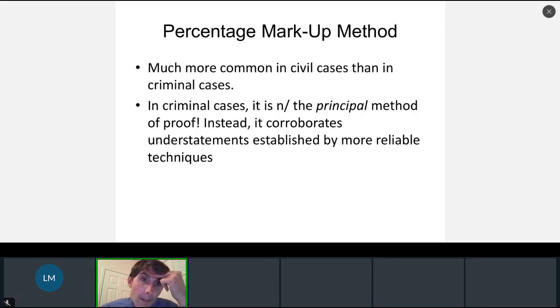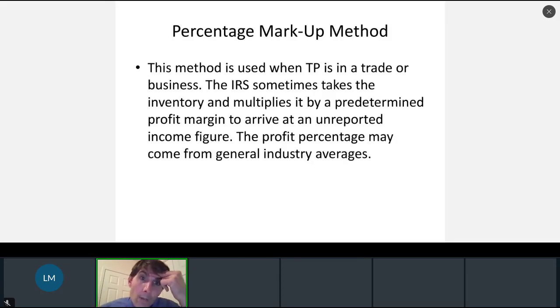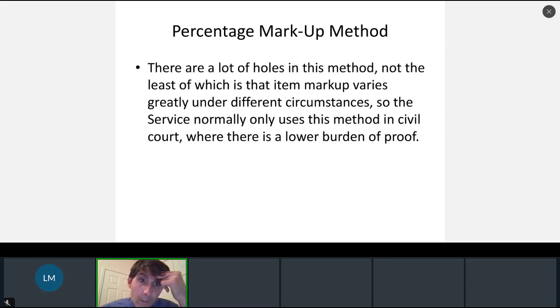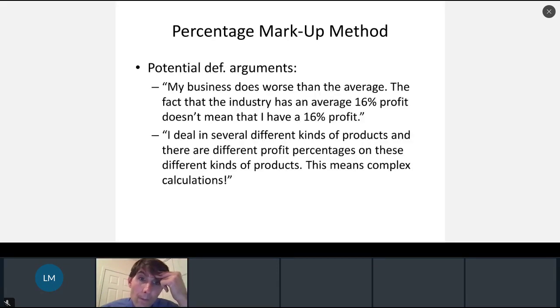The percentage markup method is much more common in civil cases than it is in criminal cases. In criminal cases, it's not the principal method of proof. Instead, it verifies or corroborates understatements established by more reliable techniques. It's used when the taxpayer is in a trade or business. The IRS sometimes takes the inventory and multiplies it by a predetermined profit margin to arrive at an unreported income figure. The profit percentage may come from general industry averages. There are a lot of holes in this method, not the least of which is that item markup varies greatly under different circumstances, so the service normally only uses this method in civil court where there's a lower burden.